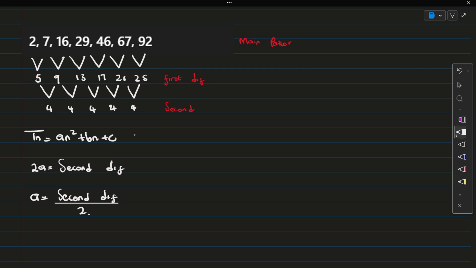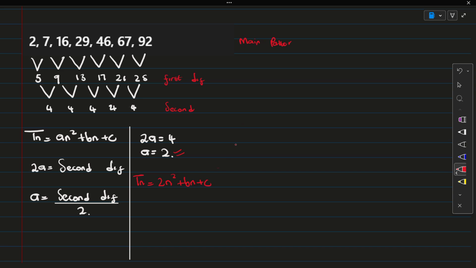So let's start by finding our a. I'm just going to divide the screen, try not to get confused. 2a is equal to our second difference, which is 4. So it means that a is equal to 2. This is how you find your a. So our a is 2. Our general equation now, Tn is equal to 2n squared plus bn plus c.